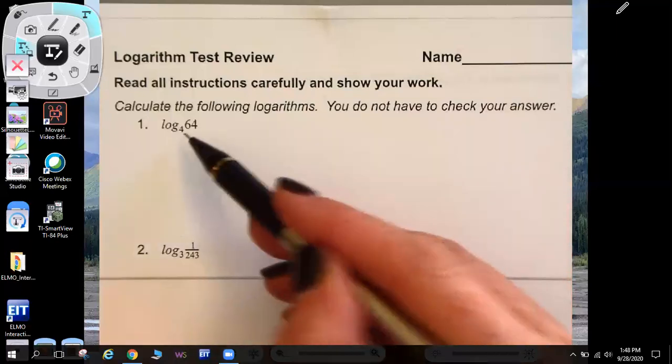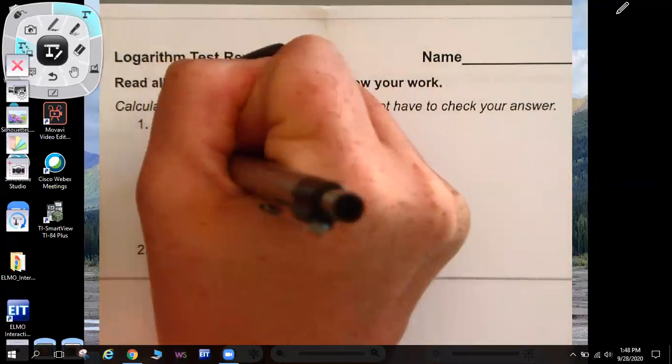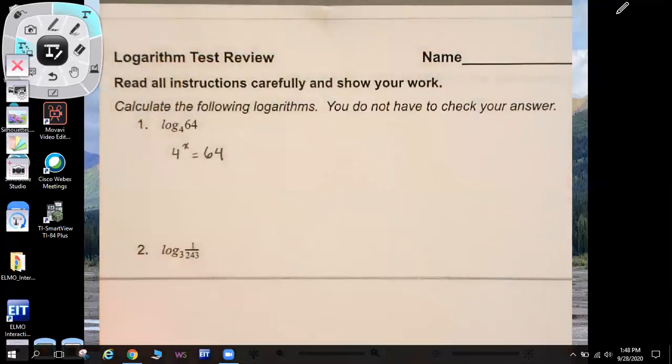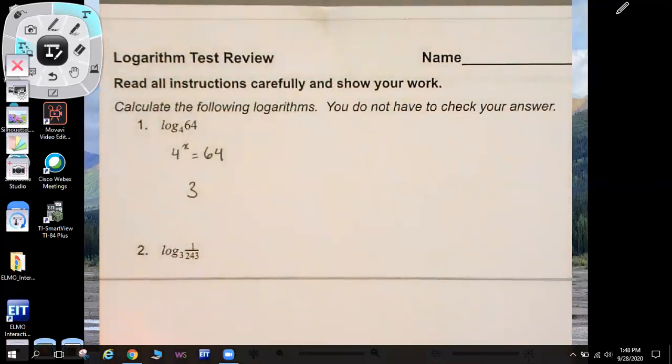log base 4 of 64. This logarithm is asking 4 to what power equals 64. So all you have to do is use trial and error to find what exponent needs to be on 4 in order to get 64. You should get a value of 3. 4 to the third power is 64.